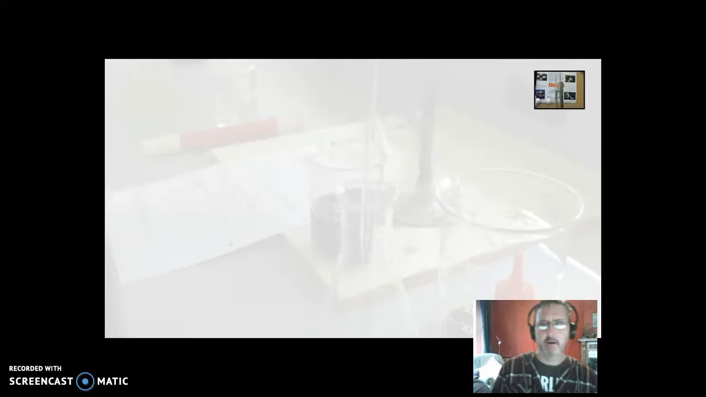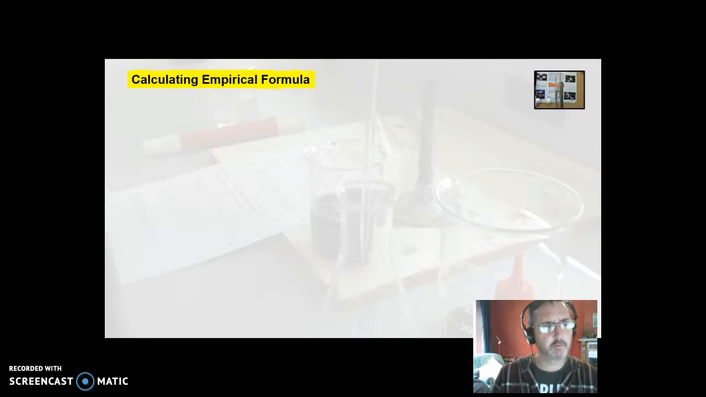Right, hi. I'm going to go through how to calculate the empirical formula. Basically, I'm going to go through 4 steps to calculate the empirical formula for a molecule. Remember that the empirical formula is the simplest ratio of atoms found in a molecule. It is different to the molecular formula, but the molecular formula is the same as the empirical formula after being multiplied by a ratio.